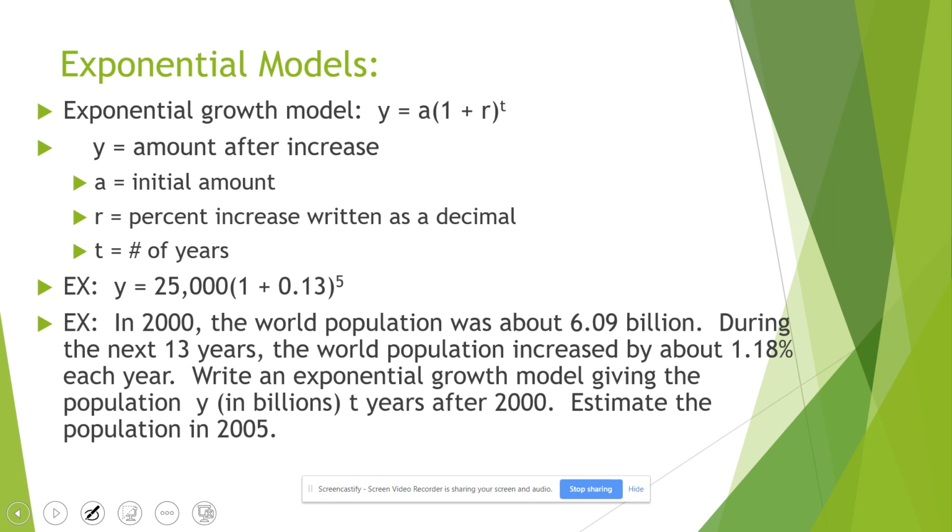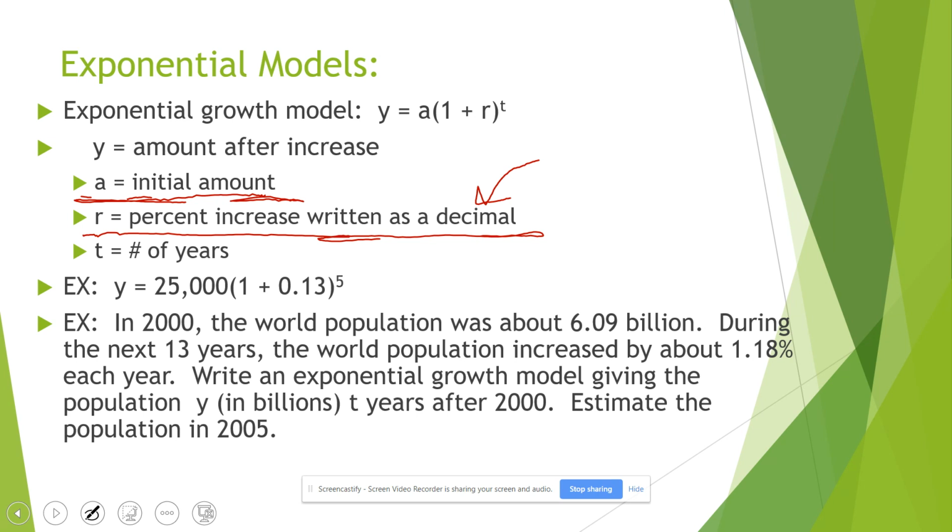All right, our growth model. This is a very basic exponential growth problem. It's calculating simple interest. If you were to take a loan or put in money to accrue interest and invest. So our initial amount is the A. The percent that we're increasing is the R. It's written as a decimal.